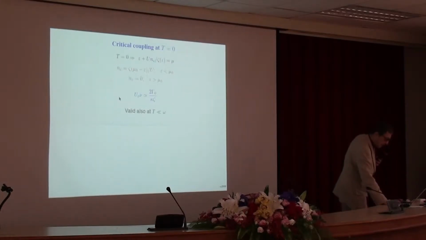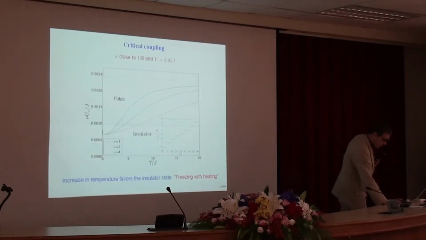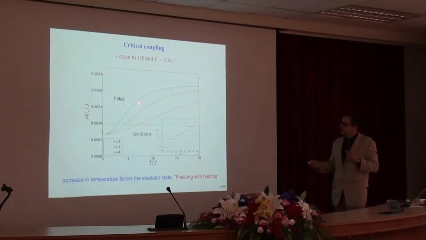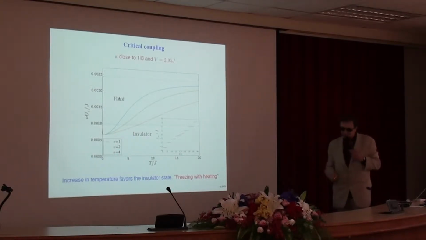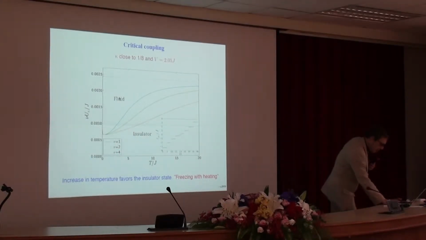The reason is, and actually before I go, let me show you the graph. At low temperature, I start in the fluid phase. I increase temperature, and then I arrive at the insulating state. And different colors are related to different values of the filling factor in the energy gradients. Why is that?